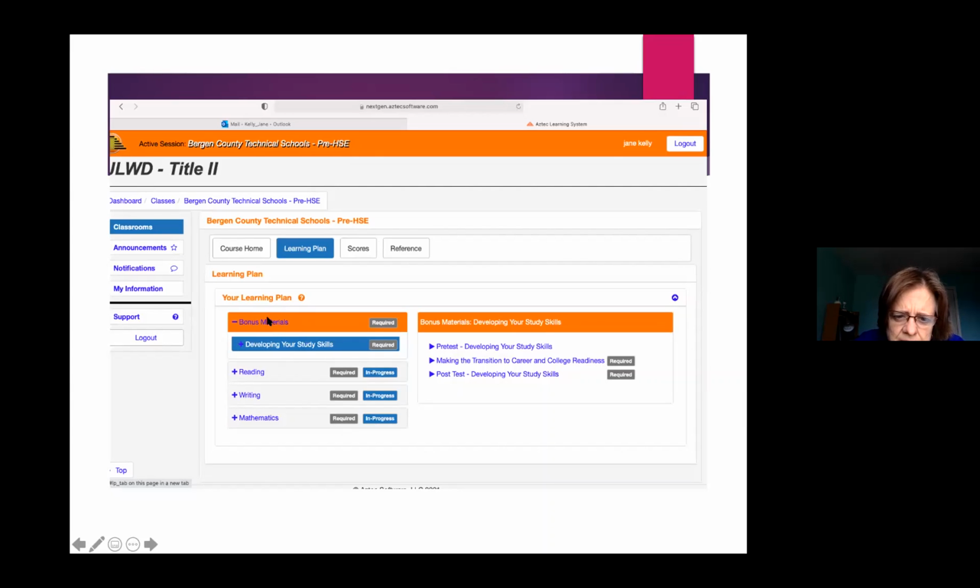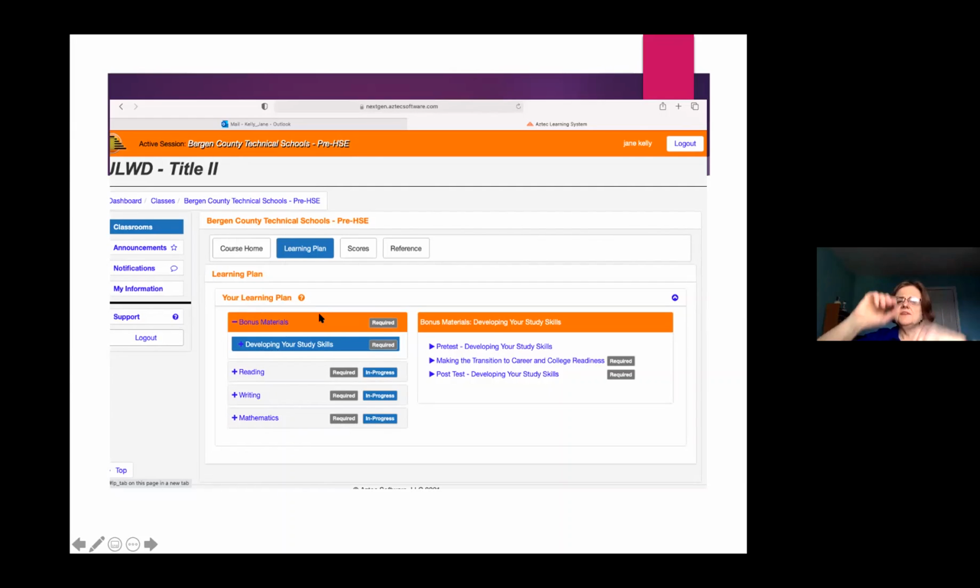They always put something bonus here. This one, pre-HSE, has developing your study skills right up here on top, which kind of, I think if somebody asked me to redesign Aztec, I would move everything around. I would first have a lot fewer things on the screen. There's too many things. But also the bonus materials I would put on the bottom, because they probably want to do reading, writing, and math. And it comes with developing your study skills right on top.